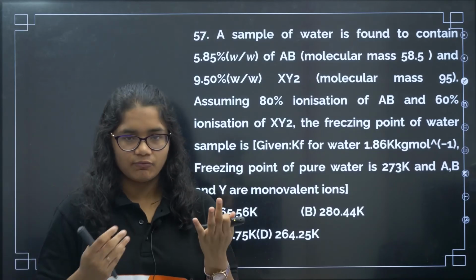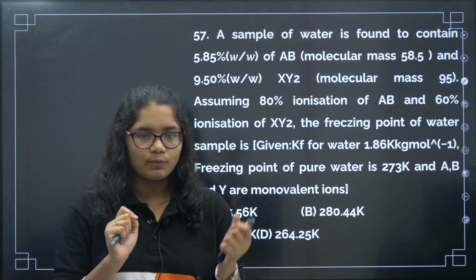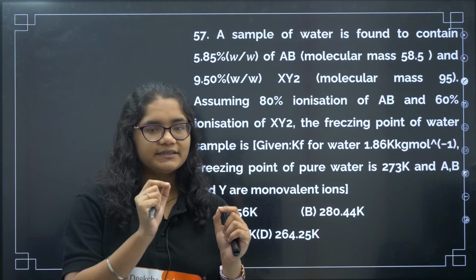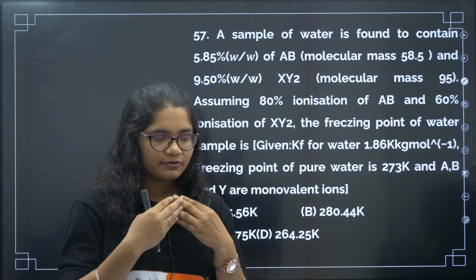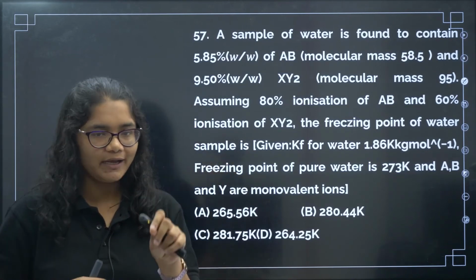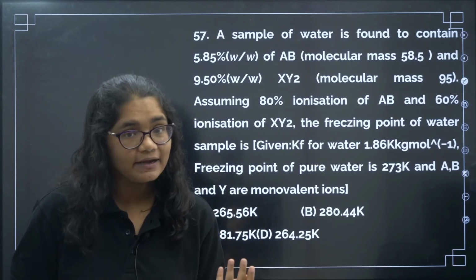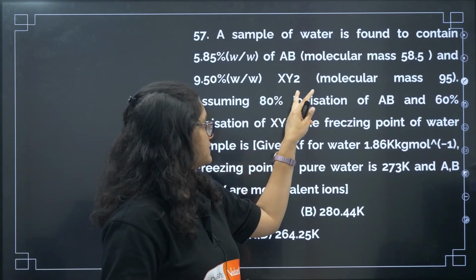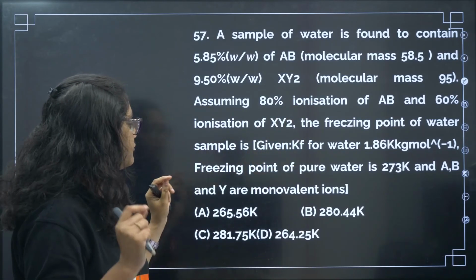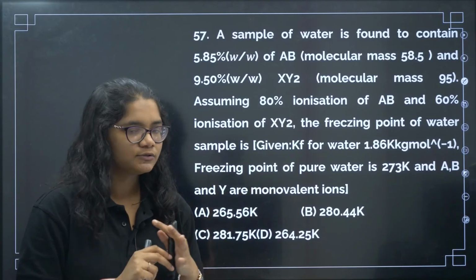So there is a sample of water and there are two solutes in that. One is AB, whose percentage is 5.85, meaning that for every 100 gram you have added 5.85 gram of this one, and the other solute is XY2, which is added in 9.5%. Their molecular masses are also given to you.